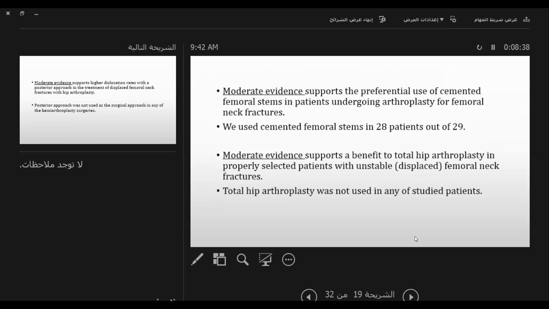Moderate evidence supports the preferential use of cemented femoral stem in patients undergoing arthroplasty for femoral neck fracture. We use cemented femoral stem in 28 out of 29 patients. Moderate evidence supports benefit of total hip arthroplasty in properly selected patients in cases of unstable femoral neck fracture, but none of our patients underwent total hip arthroplasty.